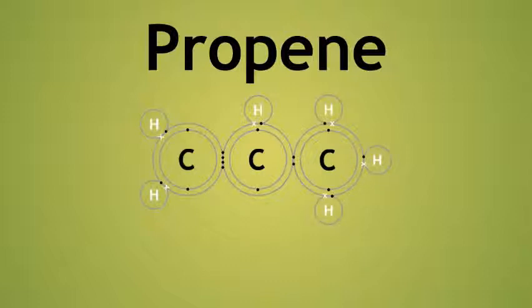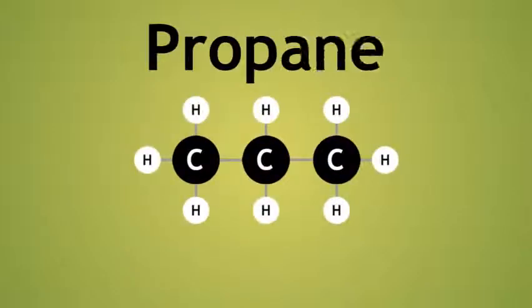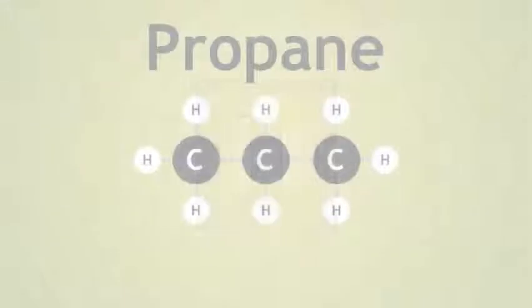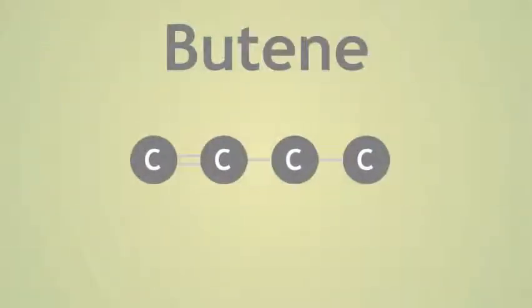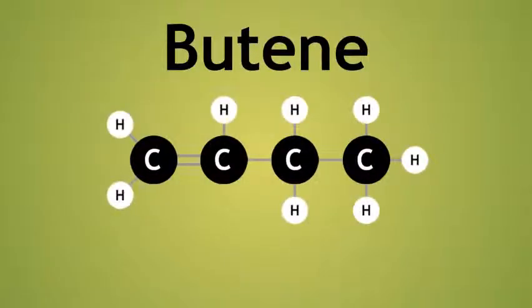Since we now understand the covalent bonding in these molecules, let us replace the dot-cross diagram with the structural formula. Here is the structural formula of propene. Pause the video now and try and complete this structural formula of butene. Here is the completed structure. Did you get it right?